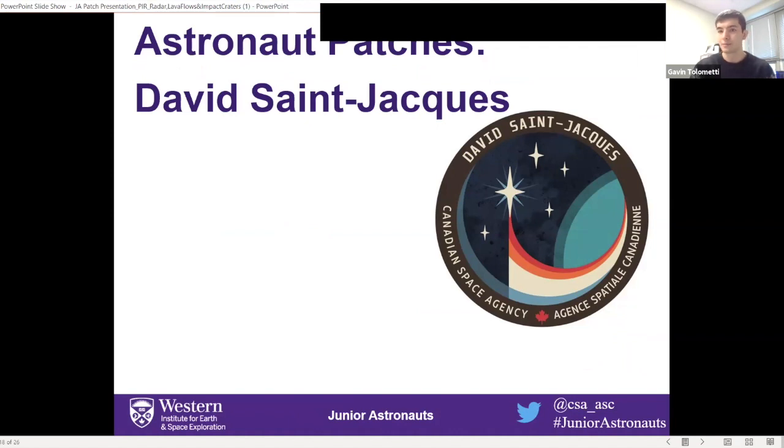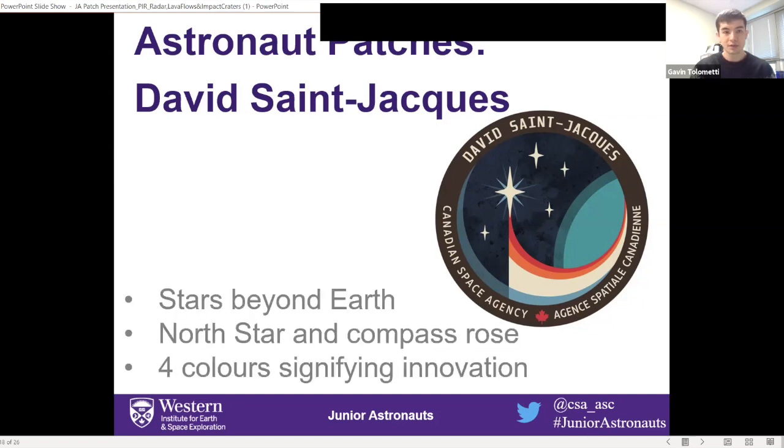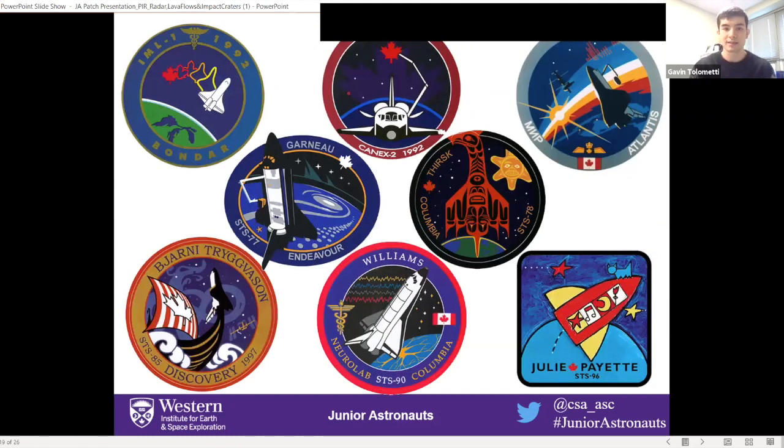Here's one example from a recent Canadian Space Agency astronaut, David St-Jacques. His patch shows stars beyond Earth, and mainly the North Star. He's enlarged it to really make it stand out, and the compass rose, and he picked 4 colors signifying innovation. It's one example of an idea, and these are a lot of other different examples. You can also notice that not all of them are circular. Some are more oval shaped, some are square, and some can even be triangles and very irregular shapes. They don't always have to be perfectly circular.